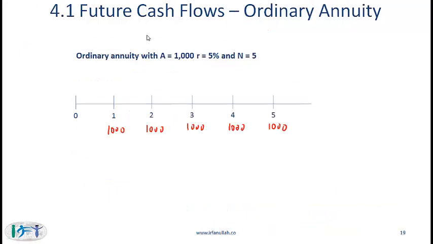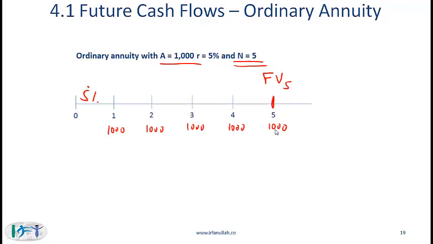Let us now calculate the future value of an ordinary annuity. Say you have an ordinary annuity with A equal to 1000. A refers to the annuity payments. In this particular case, we have 1000 over a 5-year period. The interest rate is 5%. We have 5 years. And what we are asked to calculate is the future value at the end of year 5. The brute force way of doing this is to simply take each cash flow and see how much each of these will be worth at the end of 5 years.